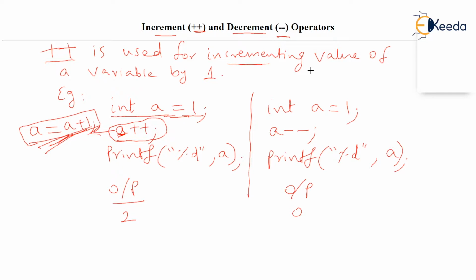So obviously the next line printf percent d a is going to print the output as 2, because a was 1 and a plus plus has increased the value of a by 1, so a has become 2, so the output is 2.